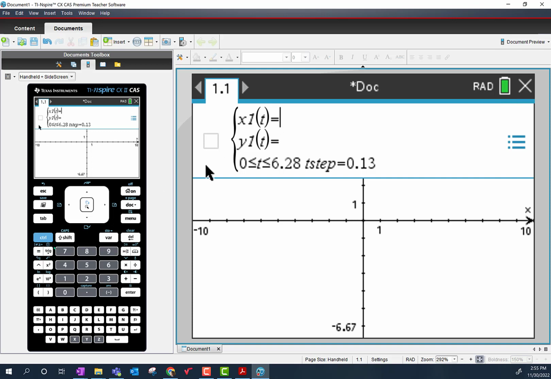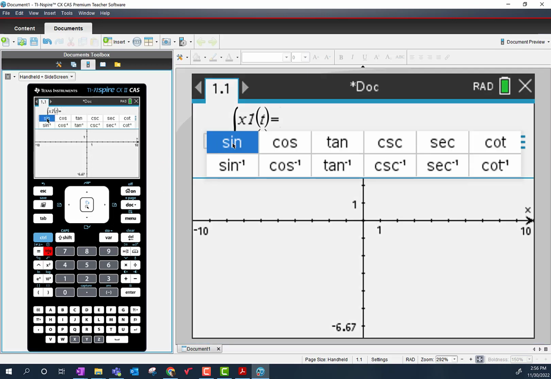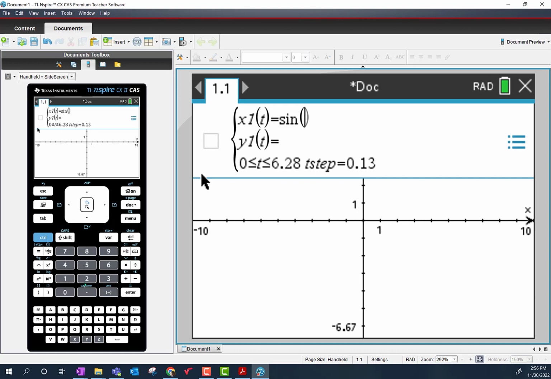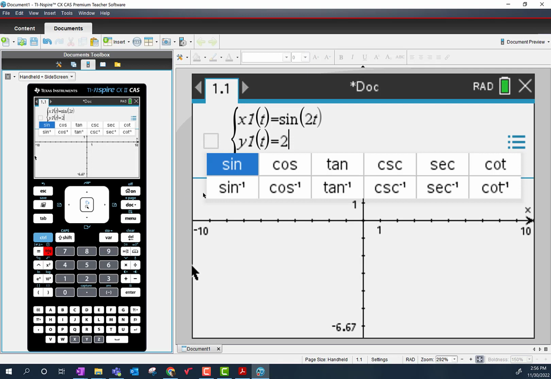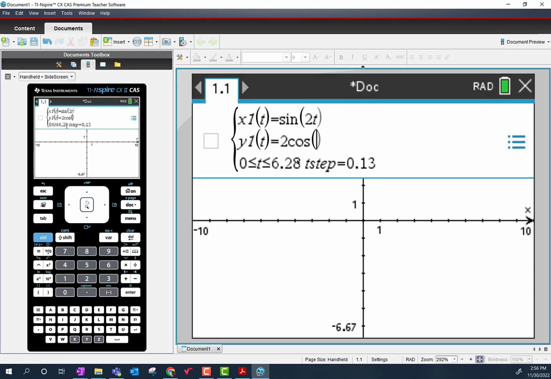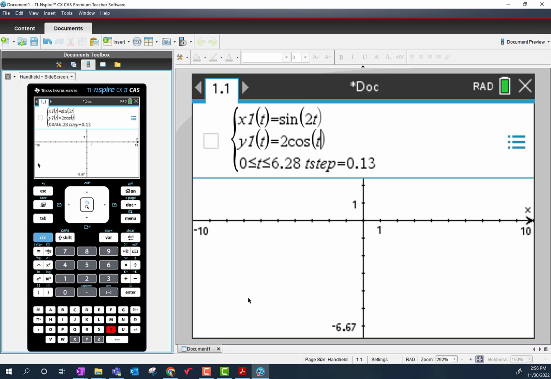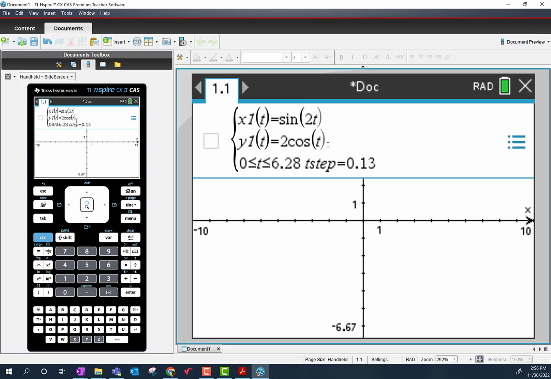So we're going to do sine. So we've got the trig. We've got sine of 2t. And again, you've got to actually press a t, which I know is weird, but that's the way it works. And then you want to, are these matched up right? Nope. 2 cosine t. Okay, they're mismatched. Oh well.